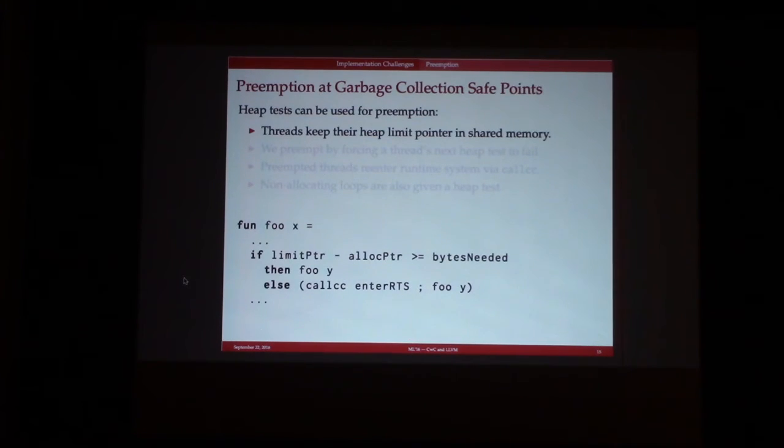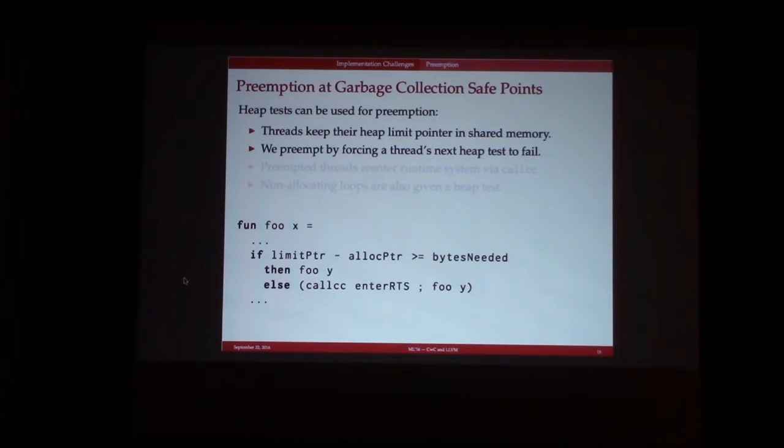But we also use another idea that's used in Standard ML of New Jersey, which is to do preemption at safe points, specifically garbage collection safe points. The basic idea is we use heap tests, and we can have other threads make the heap test fail in order to have preemption. Threads keep their heap limit pointer in shared memory. Other threads can access it. And yeah, we just force the thread's heap test to fail.